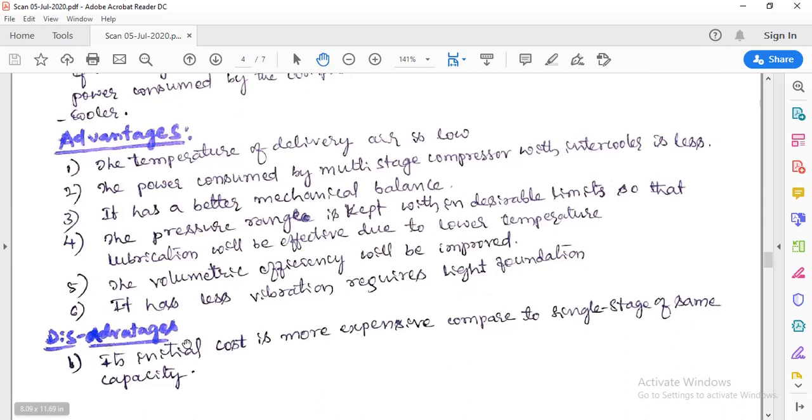The disadvantage is only the initial cost. It is more expensive compared to a single stage of the same capacity.